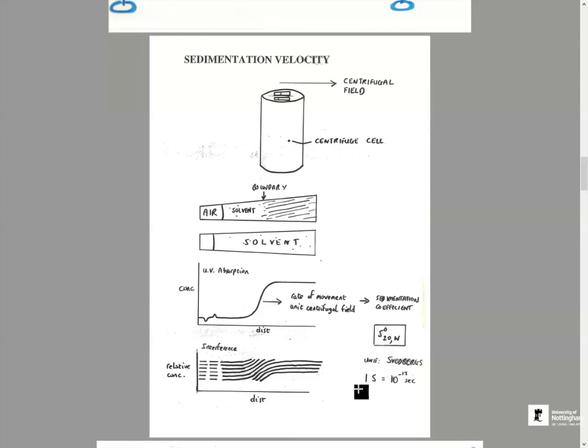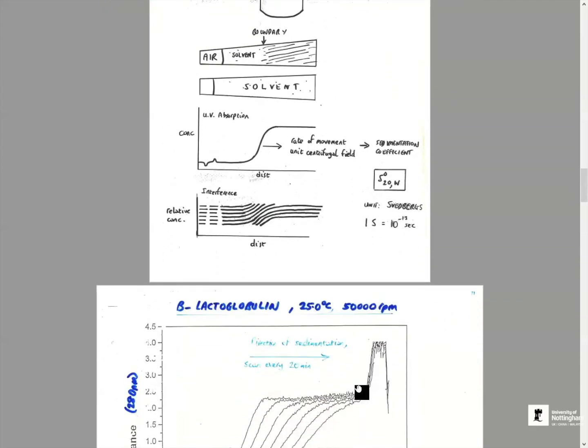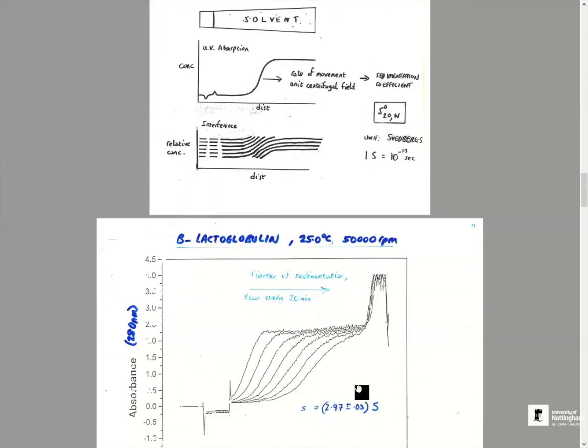This we would use for any macromolecules: proteins, nucleic acids, and polysaccharides. Right, that's how we record our sedimentation velocity. Now this is our favourite milk protein.